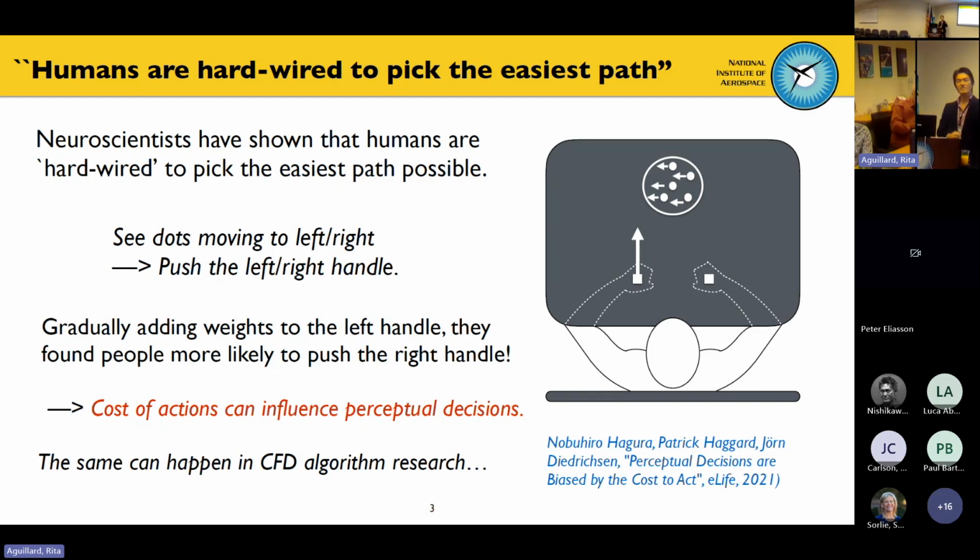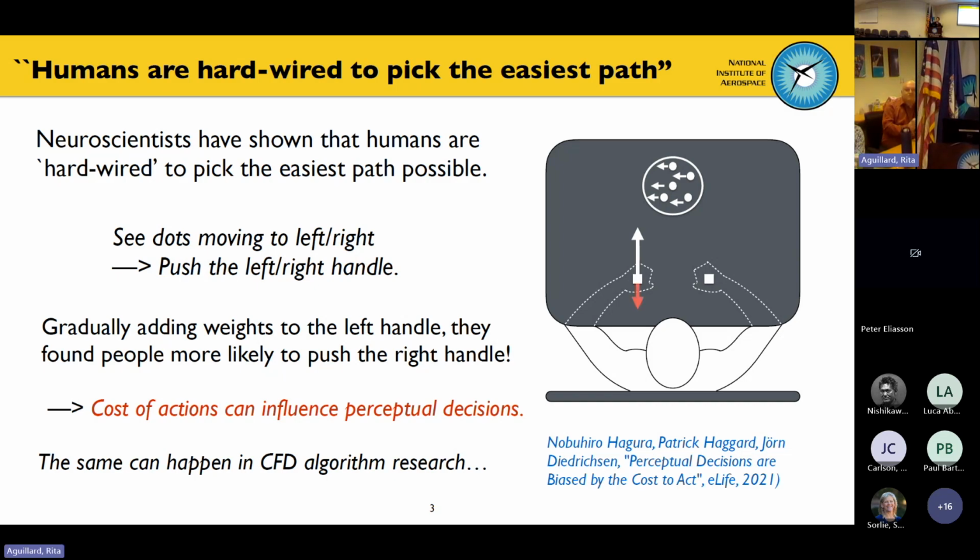But something interesting happens when the scientists gradually add some weight to the left handle. The left handle gets heavier, but you don't notice because it is so small. Still, people are more likely to push the right handle, even though they see dots moving to the left. I read this paper and it's amazing, and you don't realize it, you're just doing it. That's why they say humans are hardwired to pick the easiest path. The cost of actions can influence perceptual decisions. And the same thing can happen in CFD algorithm research. That's the story I'm going to tell.